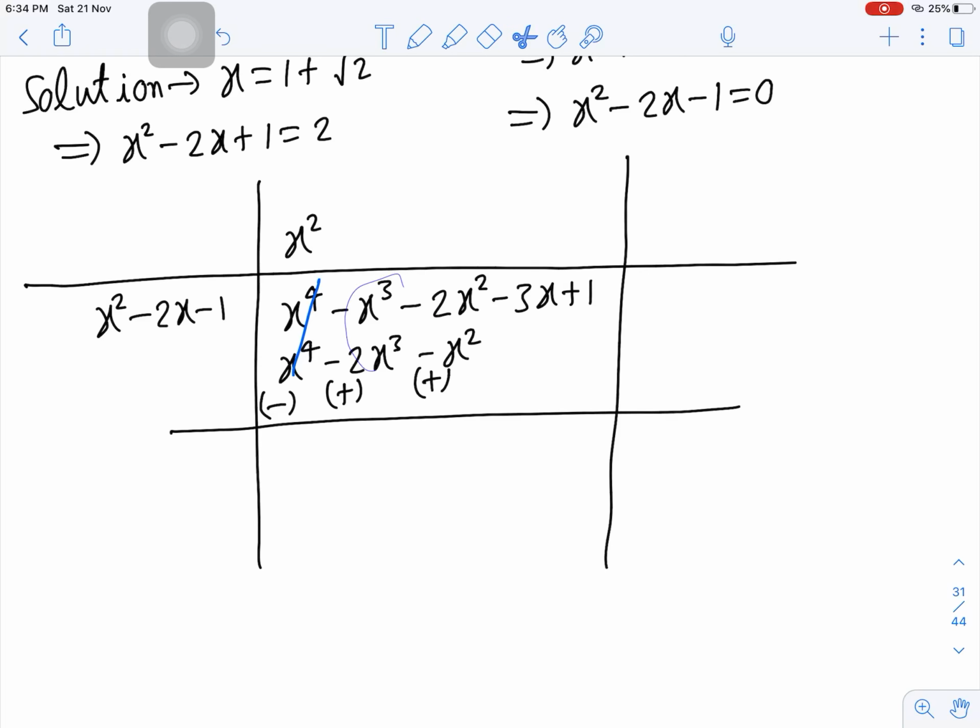Next, minus x cube plus 2x cube, it will become x cube. And then minus 2x square plus x square, it will be nothing but minus x square. And then you will get minus 3x plus 1. Now the highest power term is x cube, divide that by x square, so you will get x. Now if you multiply x by x square minus 2x minus 1, you will get x cube minus 2x square minus x.